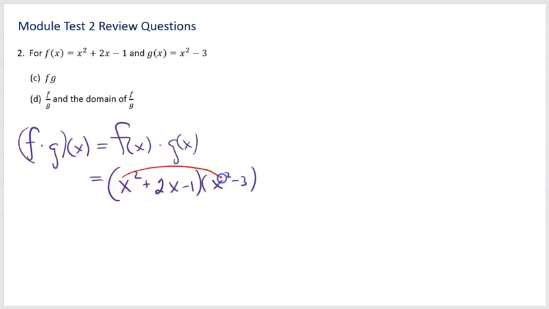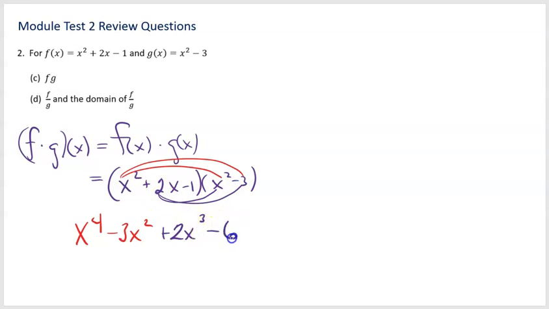So, in other words, x squared times x squared is going to be x to the fourth. Remember, you add those exponents. X squared times negative 3 is negative 3x squared. Then I'm going to do it again with the next term. So 2x times x squared is 2x to the third, and then 2x times negative 3 is negative 6x. But I'm not finished, because I also have to multiply negative 1 times x squared is negative x squared, and then negative 1 times negative 3 is plus 3.